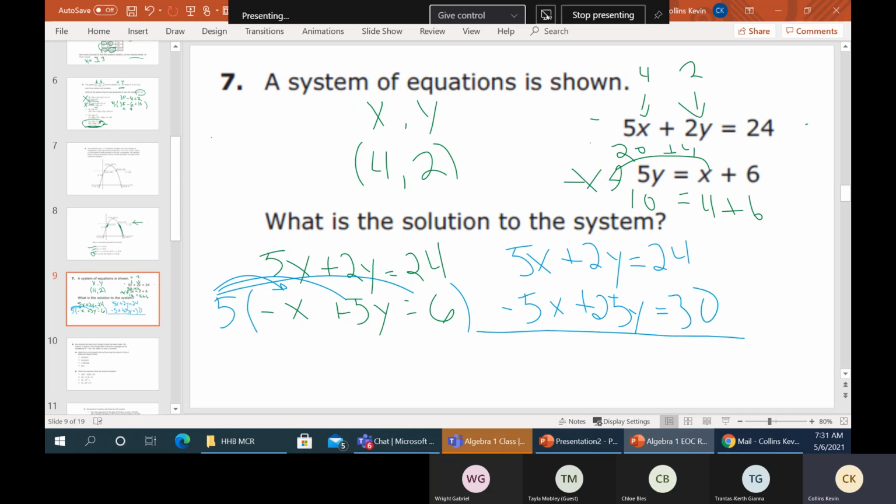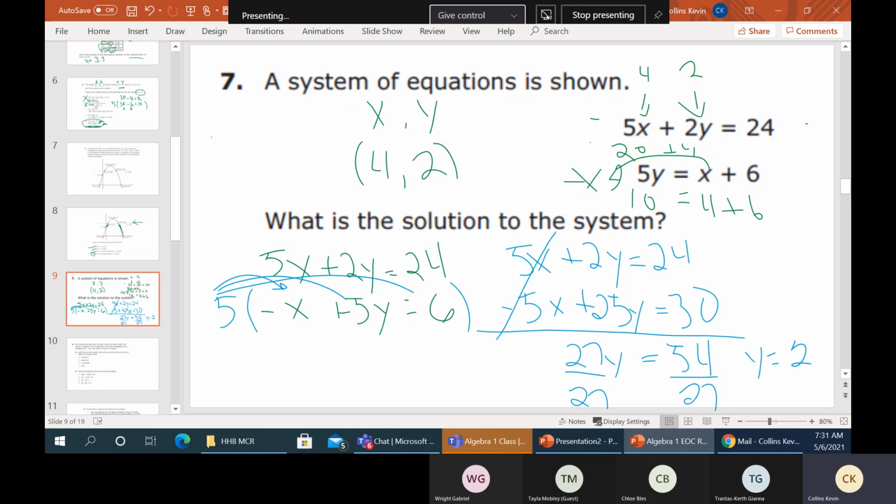So then we just add column by column, right? So this guy's 0. That's what we expected. They're going to cancel. So I've got 2 and 25. That's going to be 27y. And then 30 and 24 is 54. We divide both sides by 27. And we get y equals 2.